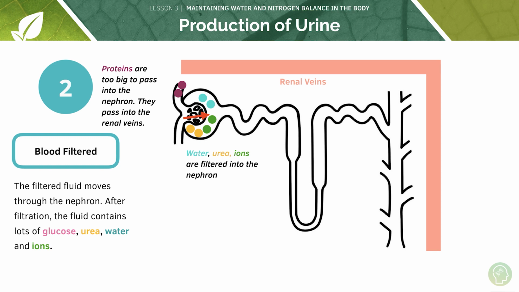So in it goes into the renal capillaries, filtered by the glomerulus of the nephron. And it's water, urea, ions that are filtered into the nephron. But proteins are too big to pass into the nephron, so they pass from the renal capillary into the renal vein.